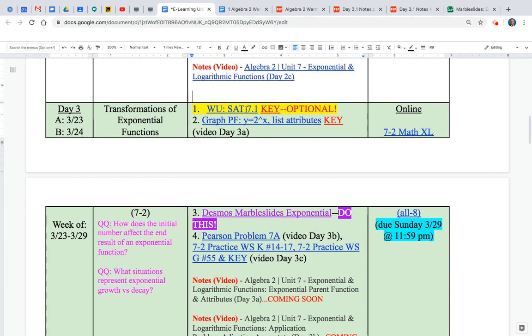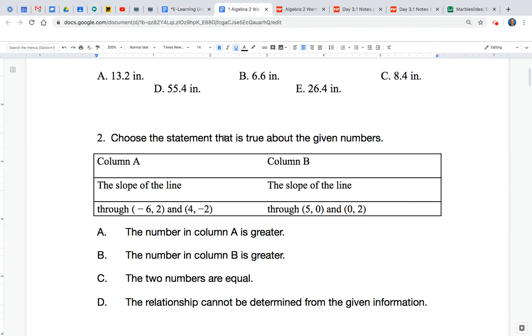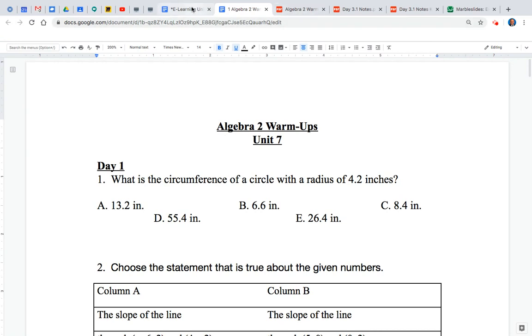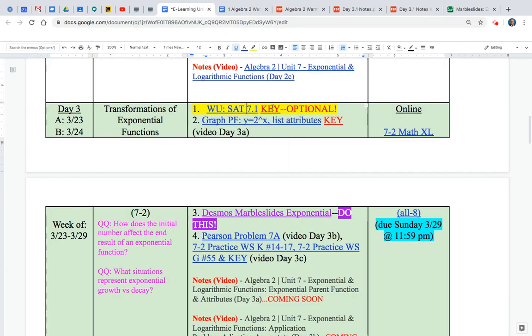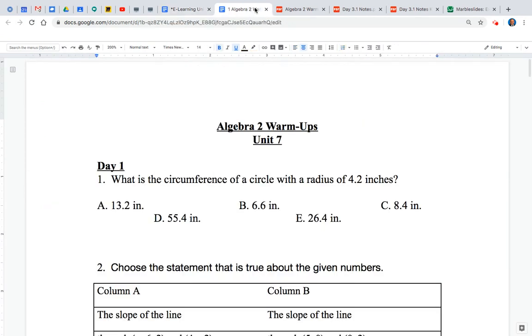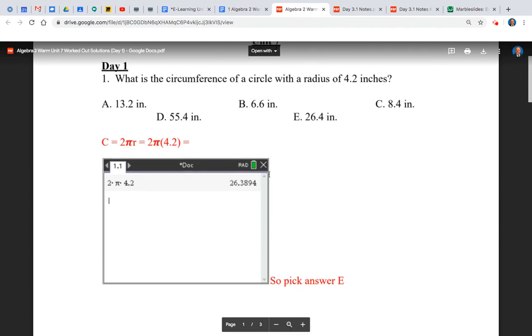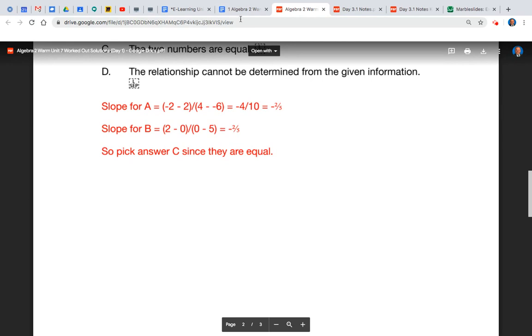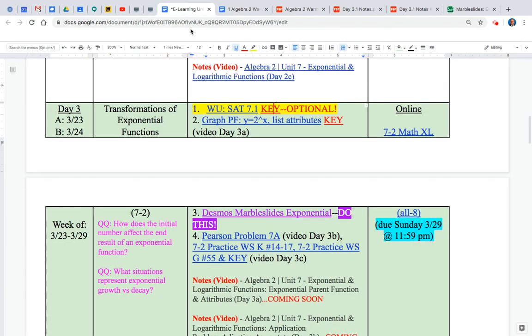Okay, so clicking on this link right here, it will open up the warm-ups here, and they are for day 1, 2, and so on and so forth. And the key is also attached. So in all caps, in red, all these keys are also going to be hyperlinked directly to you so you can access them, and they look like this. So you have all the answers. Some may be typed out like this, some will be handwritten, but nonetheless, the key will be available to you.